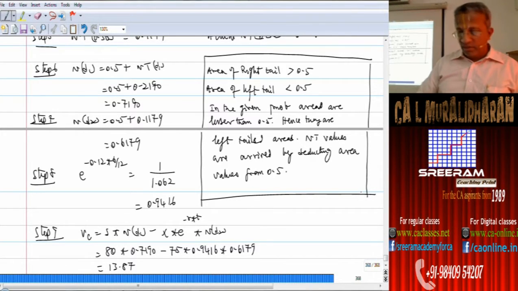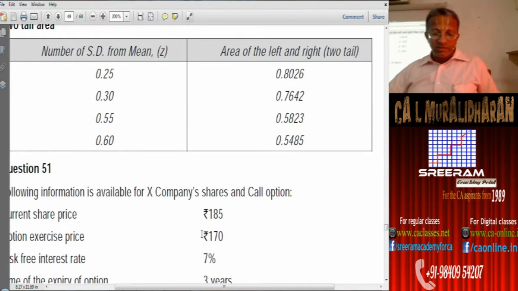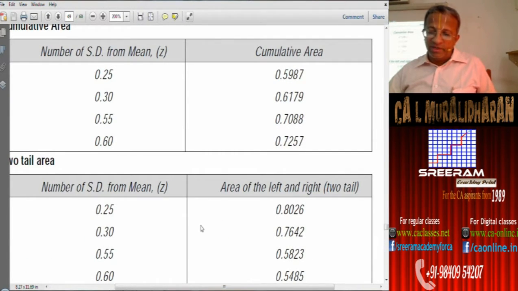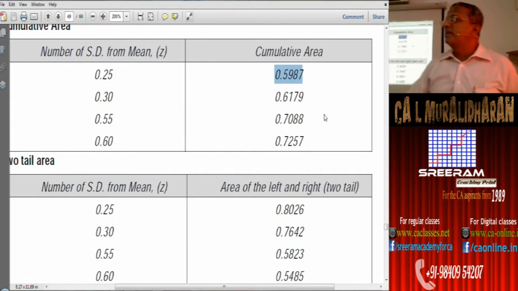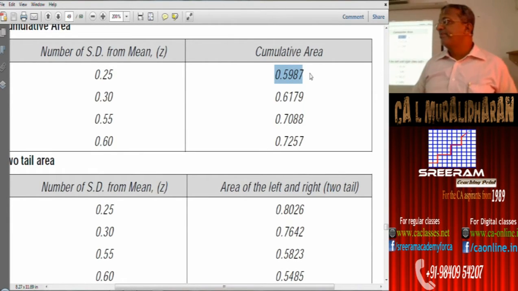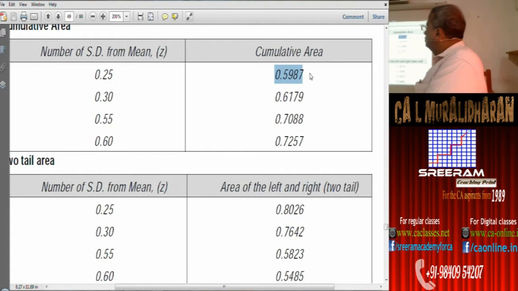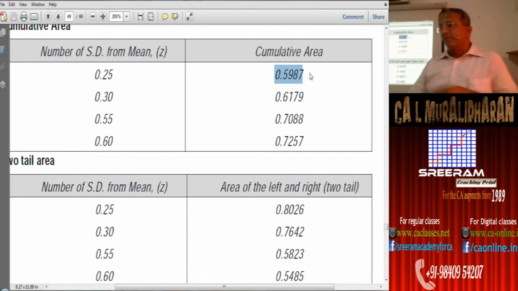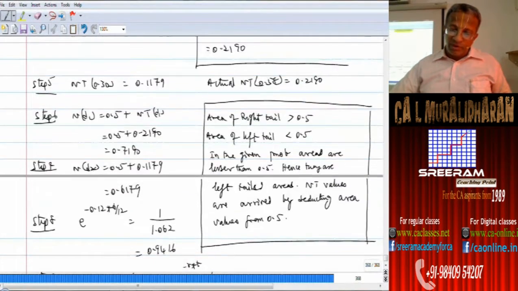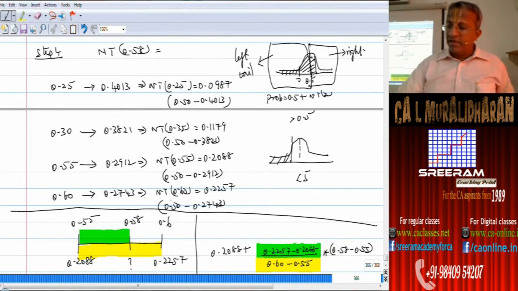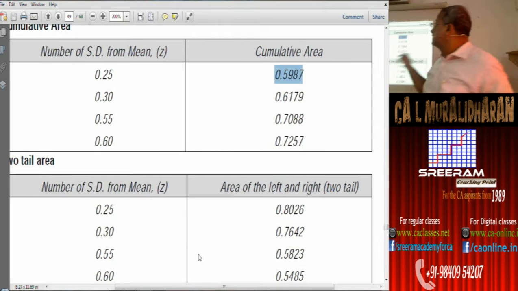Greater than 0.5. In the institute's material itself, they have given cumulative area 0.25, 0.5987. Since it is greater than 0.5, we should consider them as right tail only. So in order to find the value, what should we do? From 0.5987 you deduct 0.5. How much value will you get? 0.0987. That is what we have got here. Correct?